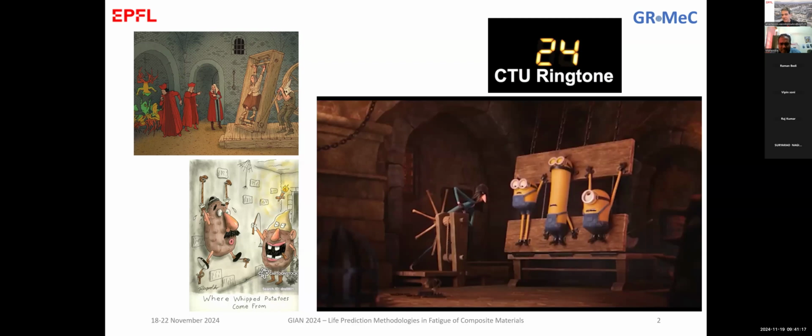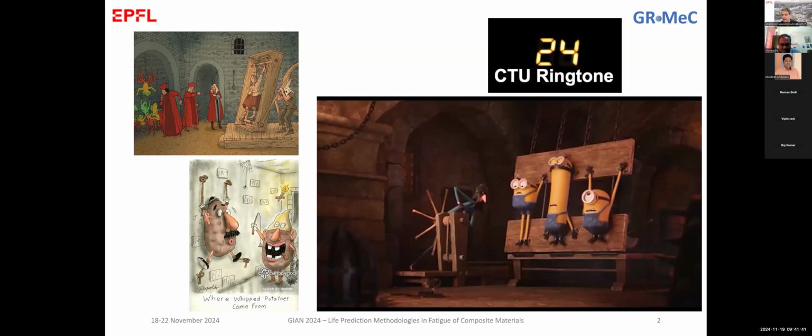And we torture here the minions, our specimens, and we ask questions. We ask and we expect to get some responses to our questions. We see how they respond. So this is exactly what we do when we test composites. We torture the composite material.